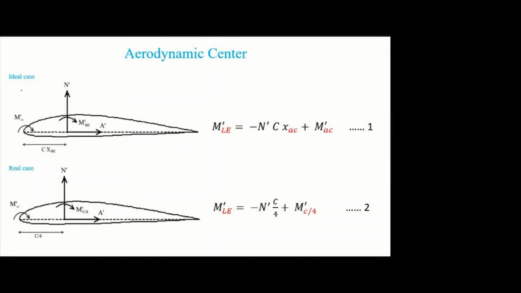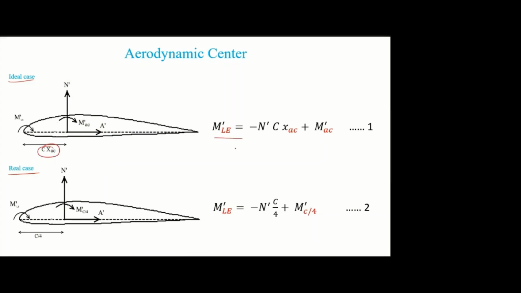Again, here also we are going to compare the ideal case and the real case. In the ideal case, I am placing the force system at the aerodynamic center. This is the normal force, the axial force, and since this is not the center of pressure, there will be an additional moment, the moment about the aerodynamic center. The distance is XAC, the aerodynamic center location from the leading edge. I am writing it in terms of chord, that's why it is c XAC. And already I told you what we have to find is this distance.